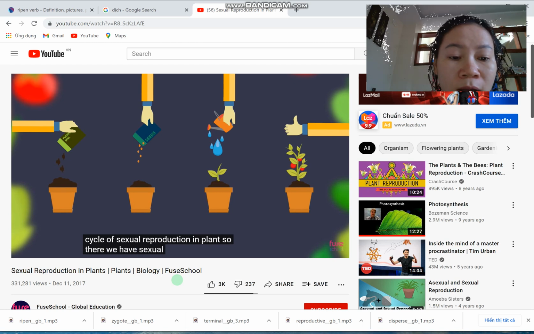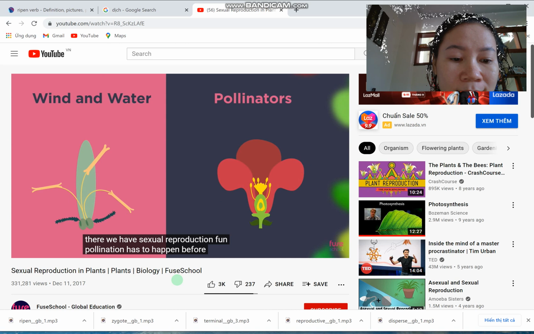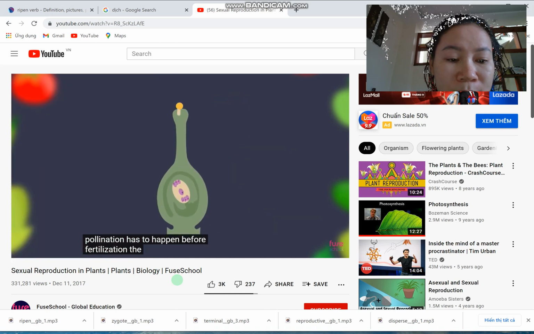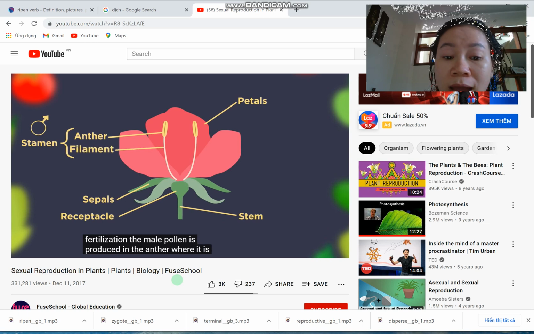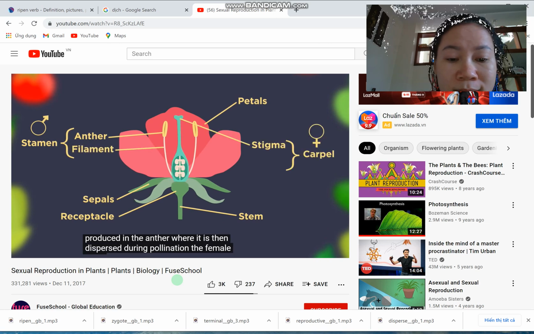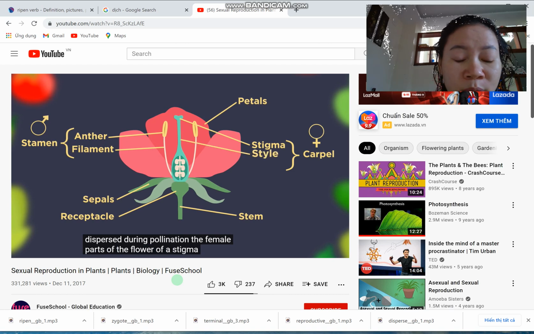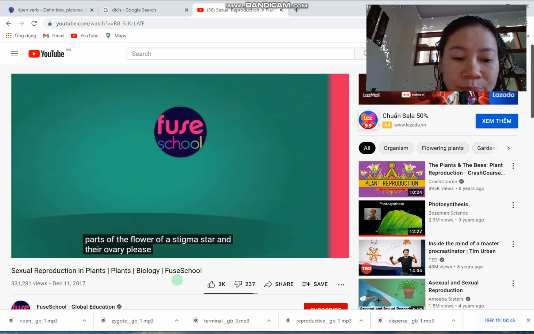So there we have sexual reproduction in plants. Pollination has to happen before fertilization. The male pollen is produced in the anther, where it is then dispersed during pollination. The female part of the flower consists of the stigma, style, and the ovary.